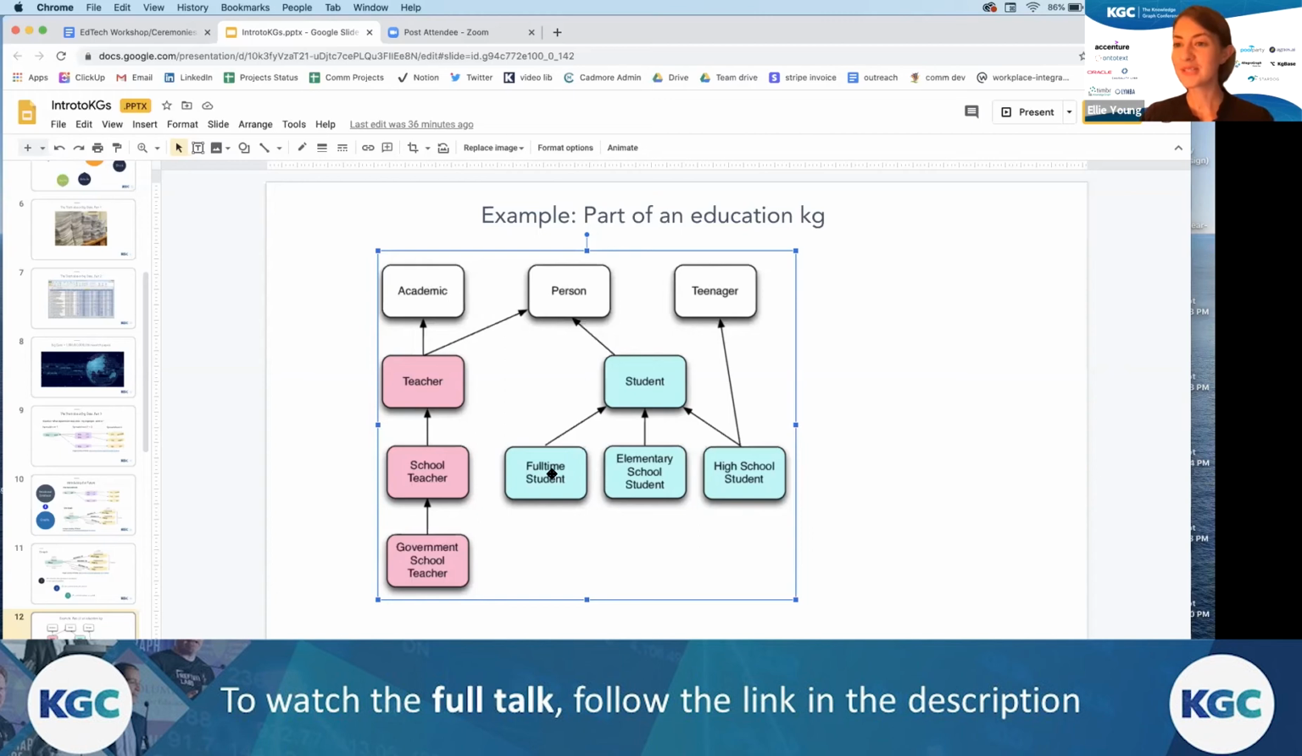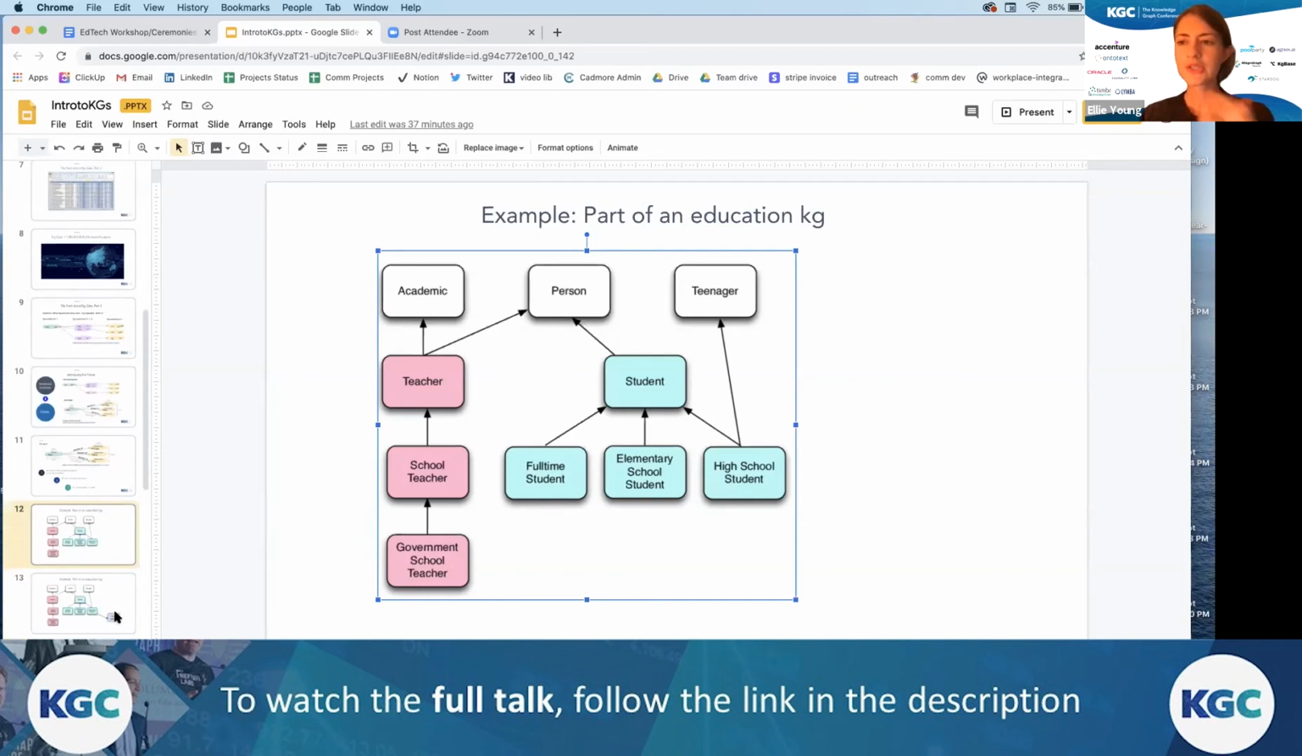And we could also see that there could be a line between full-time student and elementary school student, or full-time student and high school student. So we can see that there's multiple ways of thinking about each thing. Not only am I a teenager, which means that I'm a person, which means that maybe I have a lot of other things like friends and certain interests, but I'm also a full-time student, and I'm also in high school, and I'm also all these other things.